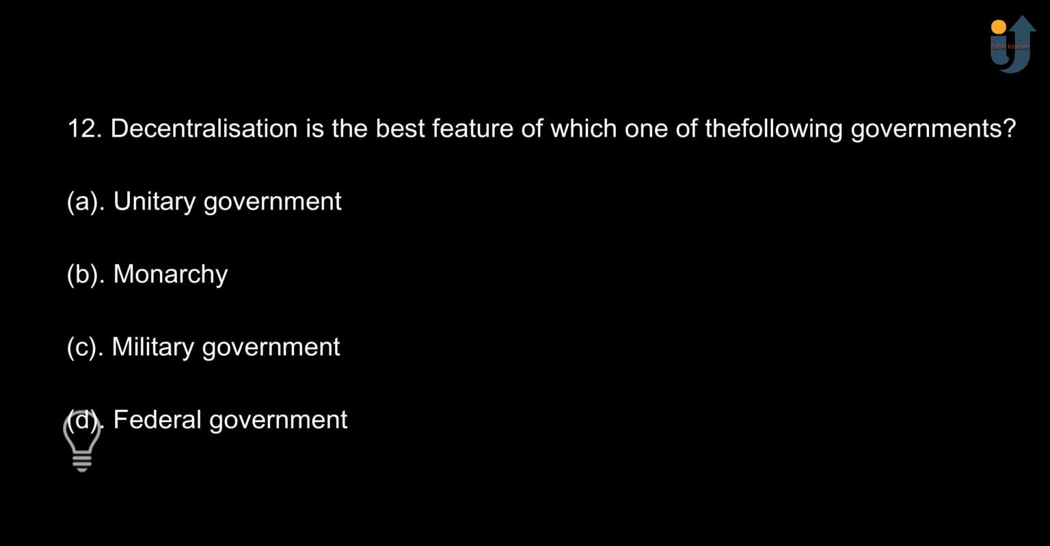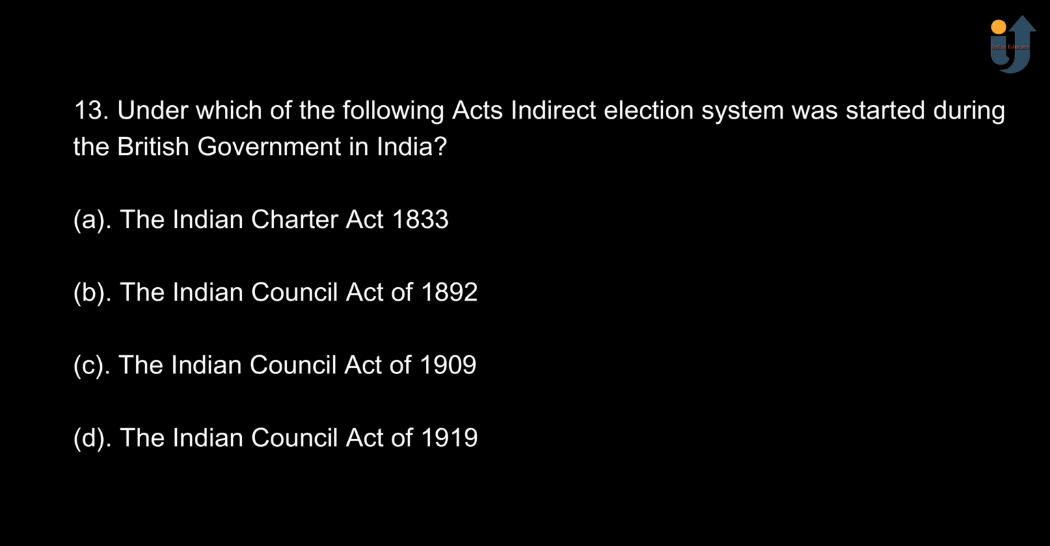The correct option is option D, federal government. Next, under which of the following acts indirect election system was started during the British government in India? Option A, the Indian Charter Act 1833.